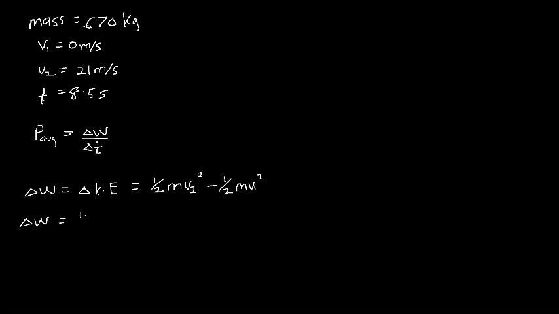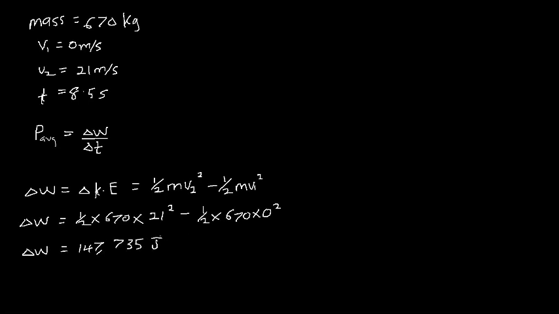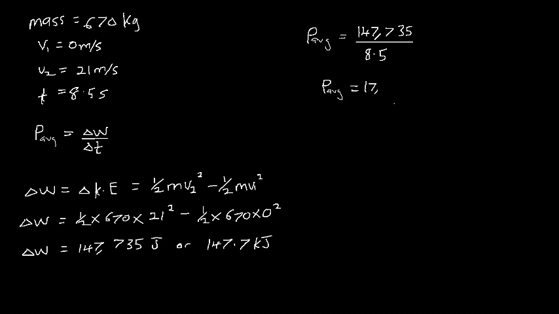So we can write that the work done by the engine of the car is equal to half of 670 multiplied by 21 squared minus half of 670 multiplied by 0 squared. And this gives us 147,735 joules, or 147.7 kilojoules. Now the duration for which the vehicle's engine did this amount of work is equal to 8.5 seconds. So the average power delivered by the car's engine is equal to 147,735 divided by 8.5, and that gives us 17,380.6 watts, or 17.4 kilowatts.